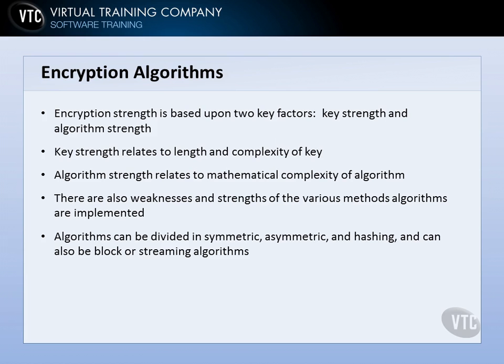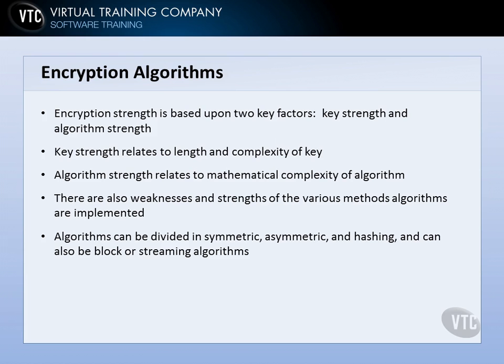Now, algorithm strength relates to the mathematical complexity of the algorithm itself, and that could be elliptic curves, it could be large prime numbers, it could be all kinds of different mathematical algorithms or formulas. The stronger the algorithm, the stronger the encryption. The stronger the key, the stronger the encryption. Now, there are also weaknesses and strengths of the various methods and algorithms that are implemented, and we can discuss those a little bit as we go through the course.